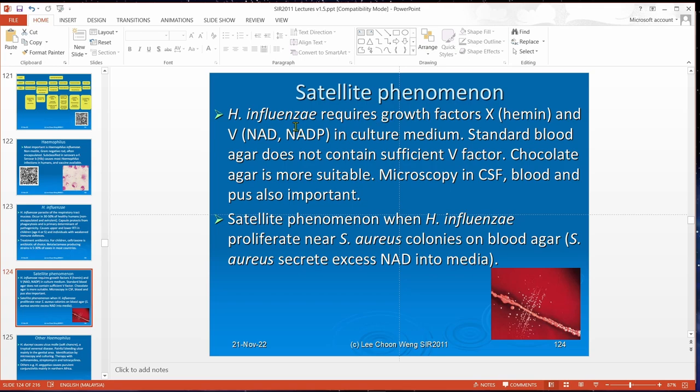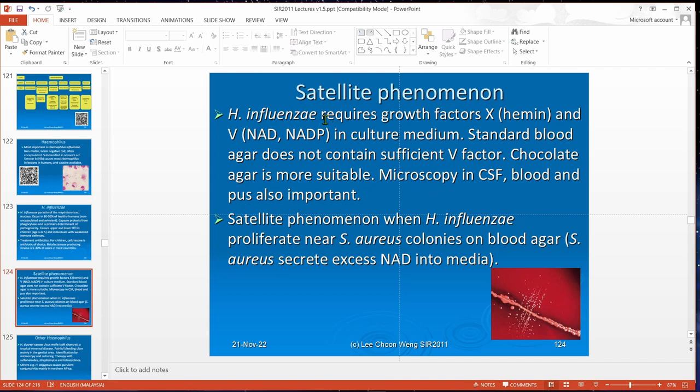Satellite phenomenon is something that is used as a test for Haemophilus influenzae, where the Haemophilus influenzae culture is streaked on blood agar, and then a Staph aureus culture is overlaid as a line onto the blood agar. After incubation, you will see small colonies of Haemophilus influenzae growing only when it's near the Staphylococcus aureus.